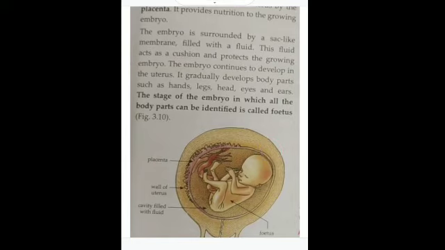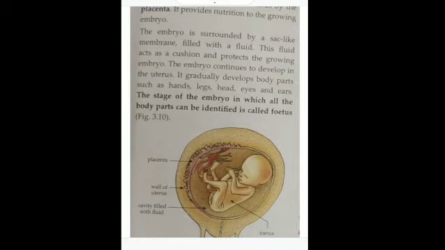The muscles of the uterus contract to push the baby out from the womb, and the mother gives birth to the baby. This is how a baby is born, and the process of reproduction takes place in humans. Is it clear? So once again I will repeat: when the fetus is fully developed, then what happens?